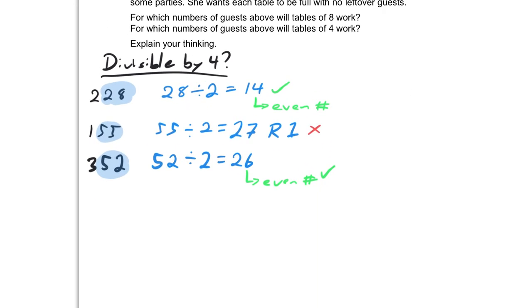104. So we've got 104. We just look at these last 2 digits. Then we see, is 4 divisible by 2? Yes, 4 divided by 2 is 2. And this is an even number. So it's divisible by 4.